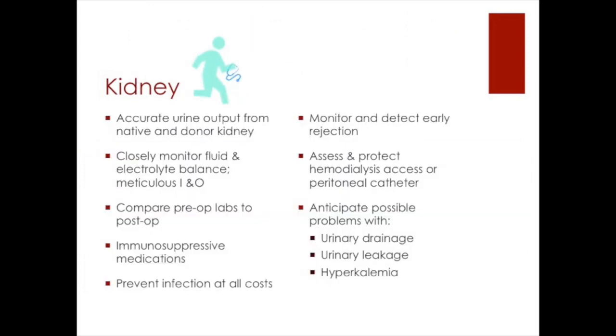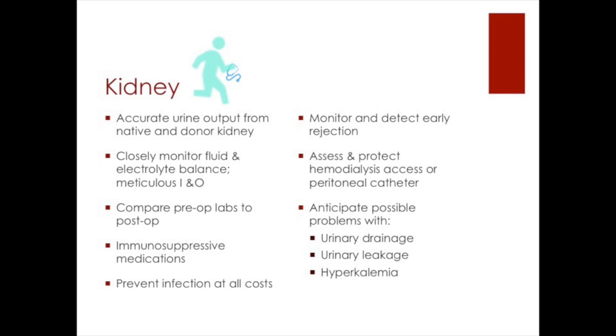For post-op kidney transplant clients, you need accurate urine output, not only from the donor kidney, but also from the native kidney, because they're usually kept. You need to closely monitor their fluid and electrolyte balance. Meticulous intake and output is very important. You're going to look at their pre-op labs compared to the post-op labs, the renal function, CBC, lytes, all of that. For the immunosuppressive medications, you need to know what, when, and how much were given. You need the post-op regimen orders so you can follow them closely.